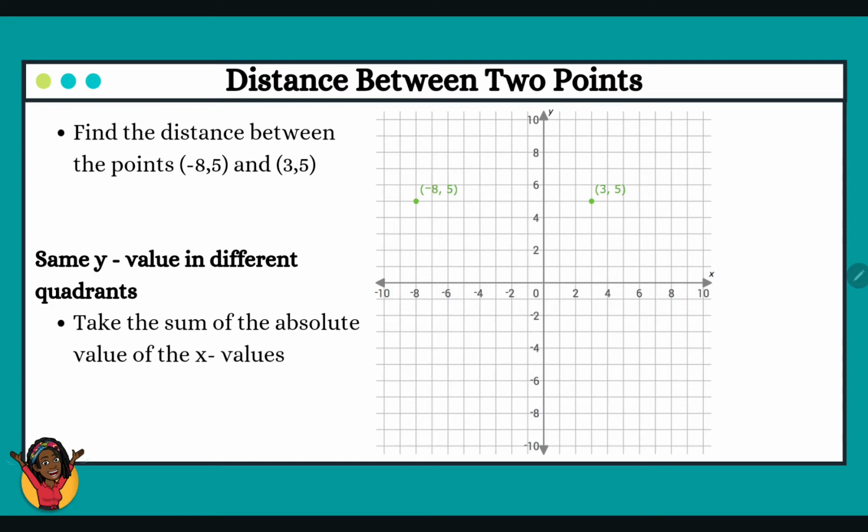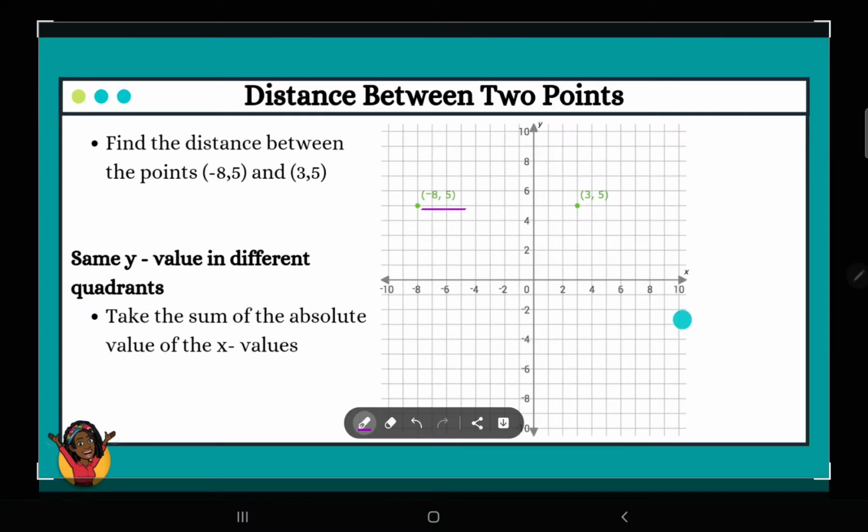So in addition to counting the spaces on our coordinate plane, we can also use the absolute value of those coordinates to help us calculate the distance. So find the distance between the points (-8, 5) and (3, 5). So first, let's go ahead and count the spaces like we did in our previous example. 1, 2, 3, 4, 5, 6, 7, 8. So from -8 to 0, there are 8 spaces. And then 1, 2, 3, for a total of 11 units.